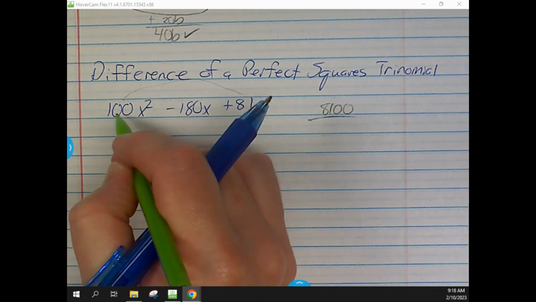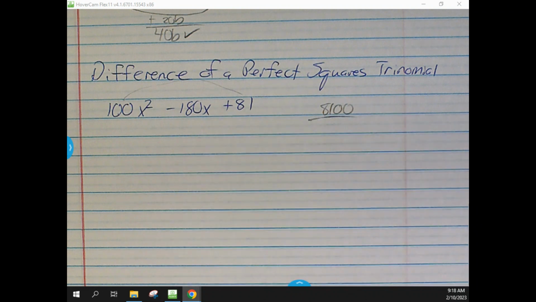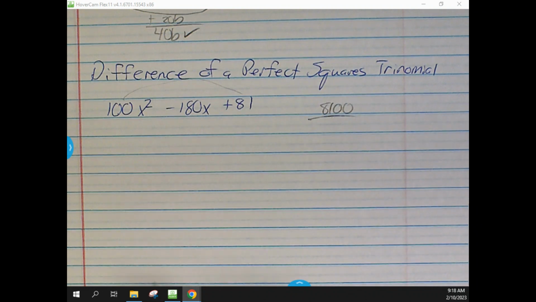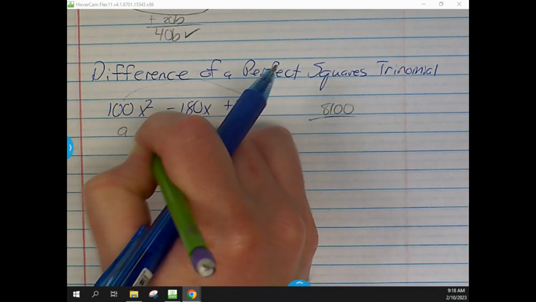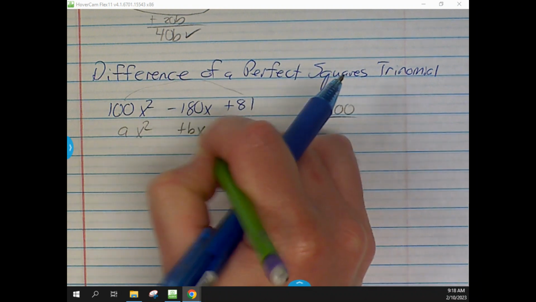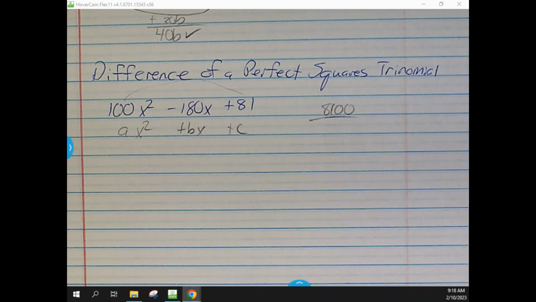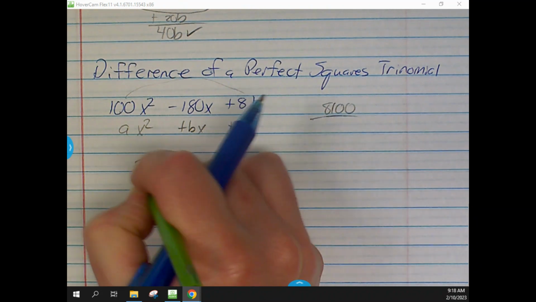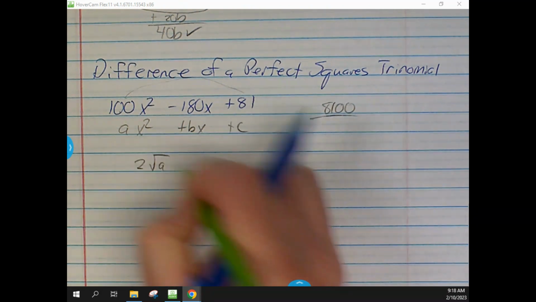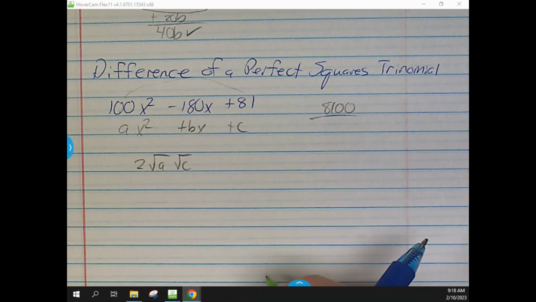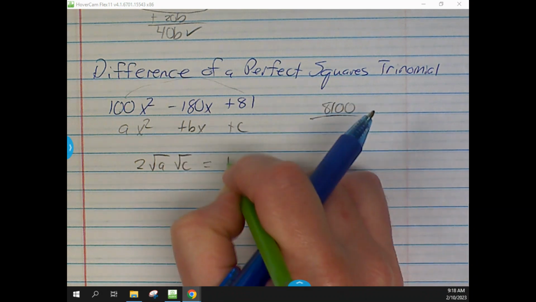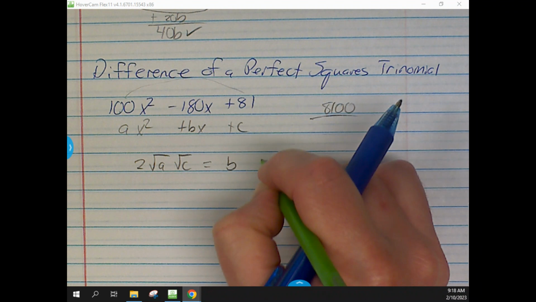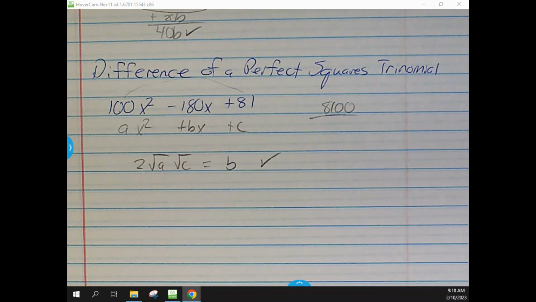And again, if you think about it, you've got 10 times 10, you've got 9 times 9. And basically, here's the shortcut. If they say that this thing is a perfect square trinomial, if you go back to what we were doing when we were factoring this thing the other day, basically their check is that if you do 2 times the square root of A times the square root of C, if that equals the B term, then you've got a shortcut.